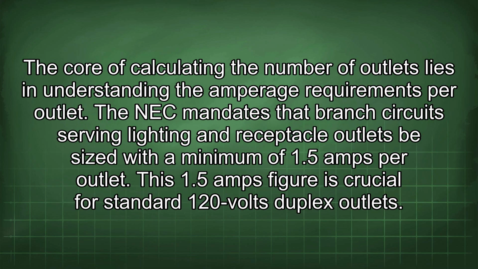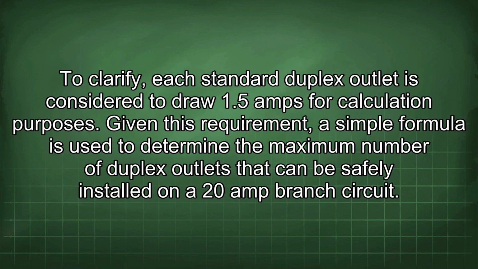The core of calculating the number of outlets lies in understanding the amperage requirements per outlet. The NEC mandates that branch circuits serving lighting and receptacle outlets be sized with a minimum of 1.5 amps per outlet. This 1.5 amps figure is crucial for standard 120 volts duplex outlets. To clarify, each standard duplex outlet is considered to draw 1.5 amps for calculation purposes.